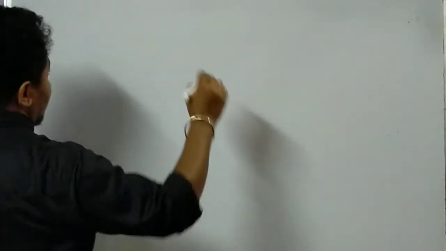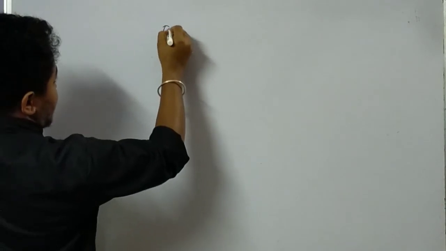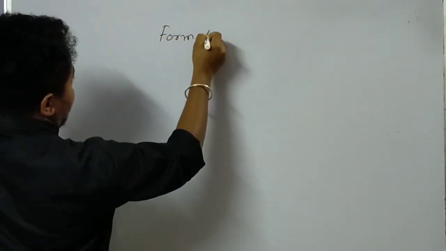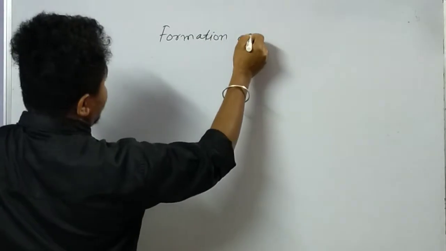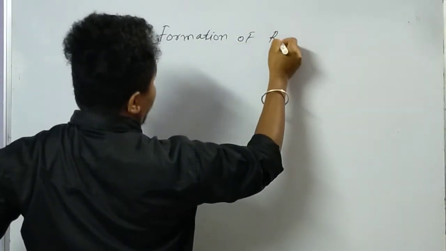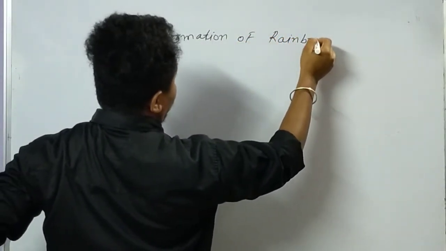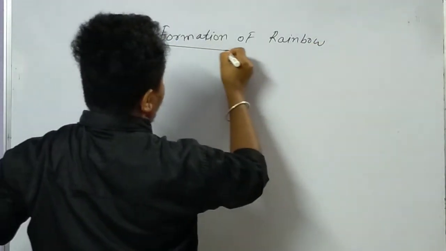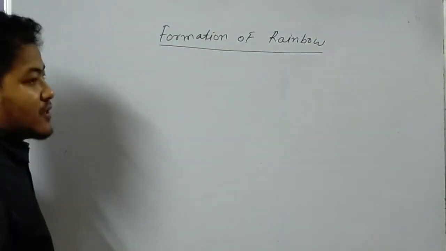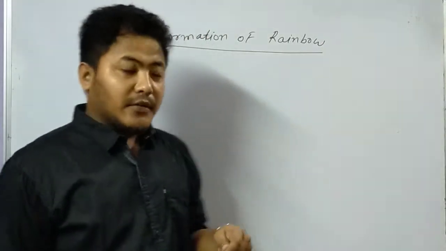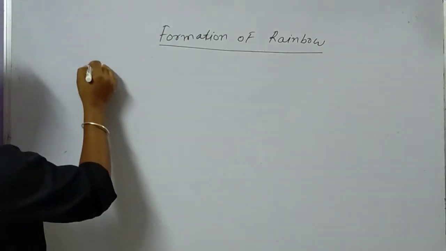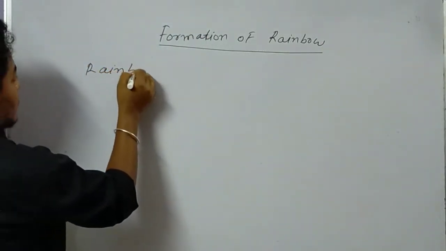So let's discuss one of the finest topics of this chapter, the formation of rainbow. So how is a rainbow formed? First of all, you should know the definition of rainbow. Kindly write down the definition. What is a rainbow?